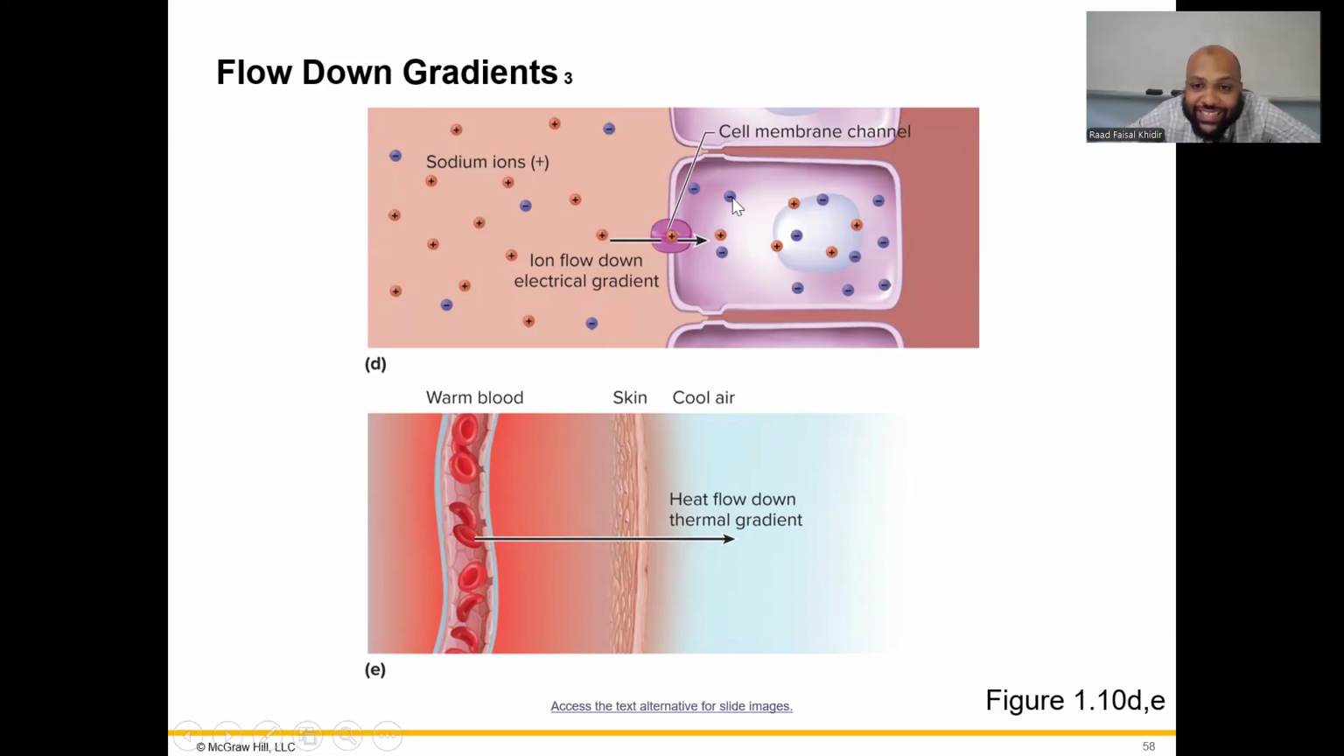And the opposite, there is a lot of negative inside. So the movement is going to be from inside to the outside. That's an example of what kind of gradient? Electrical gradient. Excellent. What about heat? So you have really hot blood, and then all the heat is moved out. So the heat flows down the thermal gradient to the cool air and the sweat. That's an example of what kind of gradient? Thermal gradient.